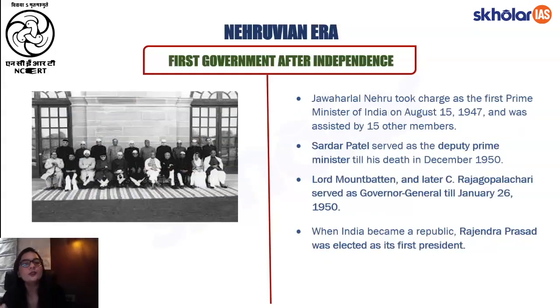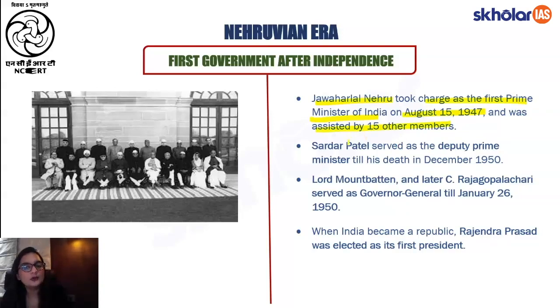Now students, we are going to talk about the first government and the first council of ministers that was created in India after the independence. Now, as we have been constantly discussing, Jawaharlal Nehru took charge as the first prime minister of our country on 15th August 1947, and in this task he was assisted by 15 other members.